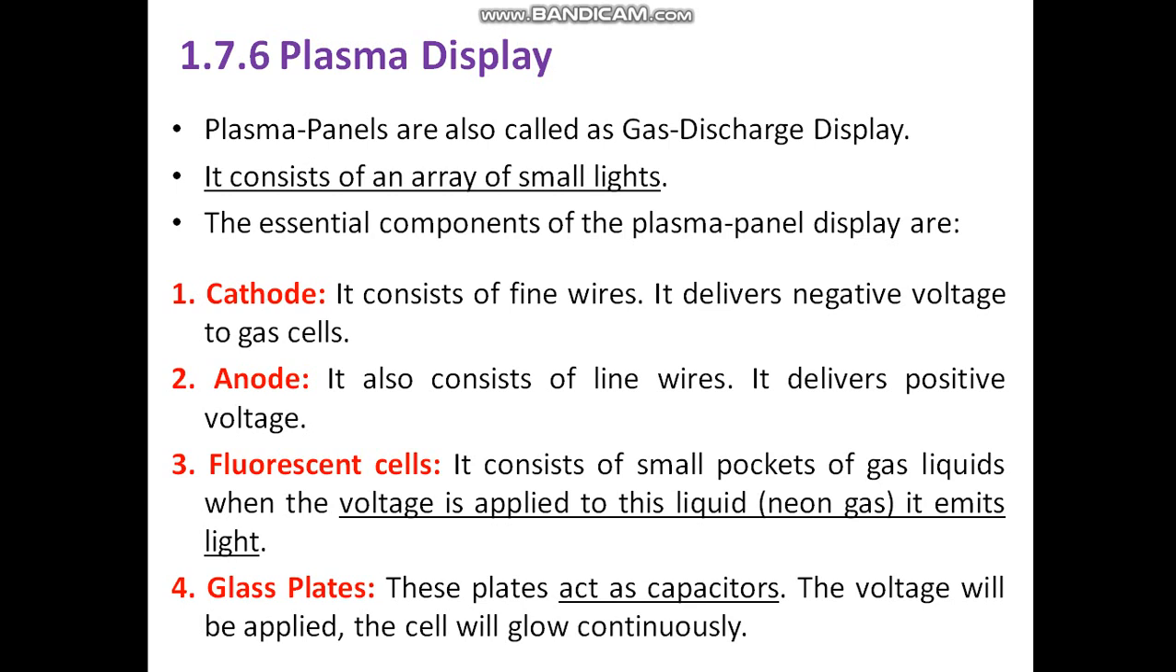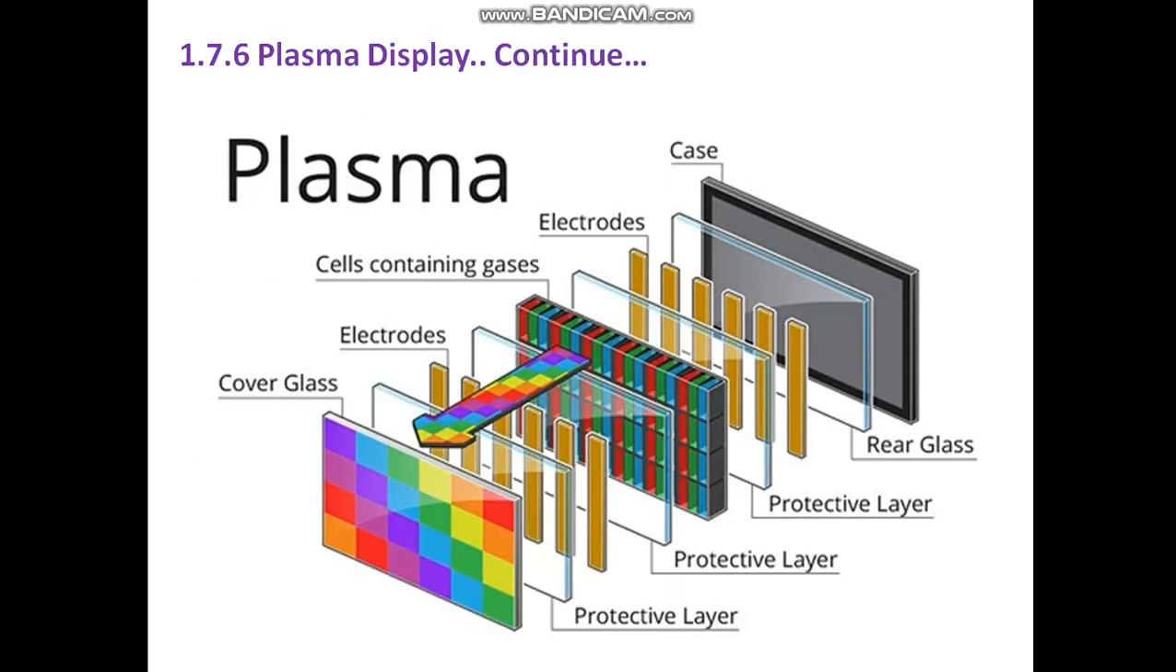The fourth one is the glass plates. These glass plates act as capacitors. When the voltage is applied, the cell will glow continuously. The glow can be sustained by maintaining a high frequency alternating voltage of 90 volts. Here is the working of the plasma display.